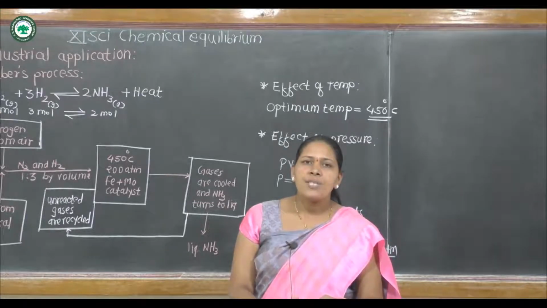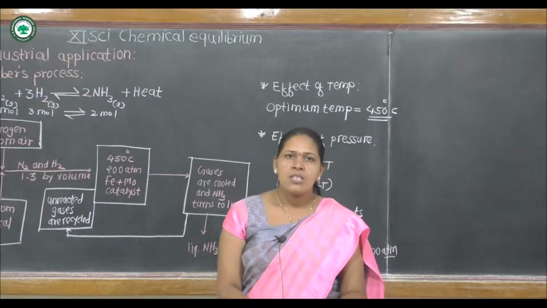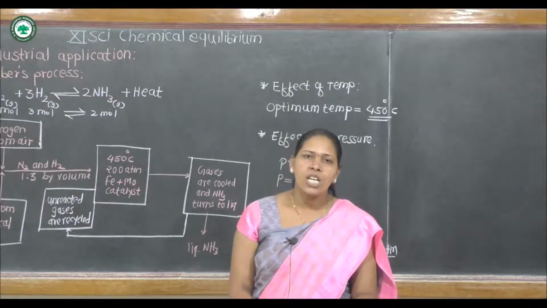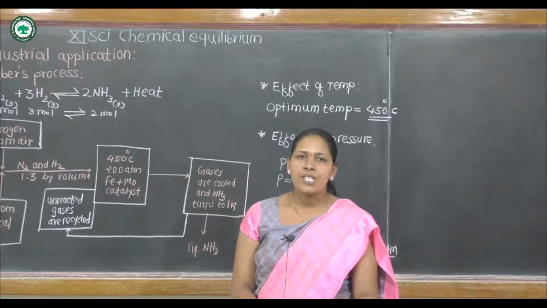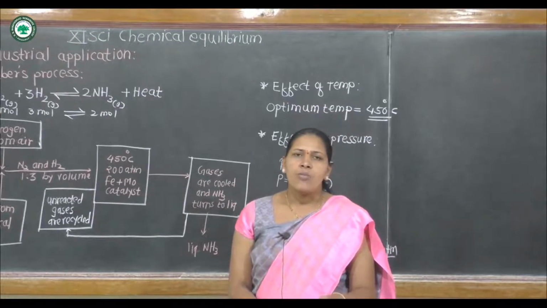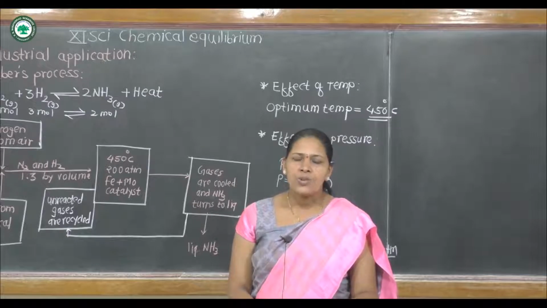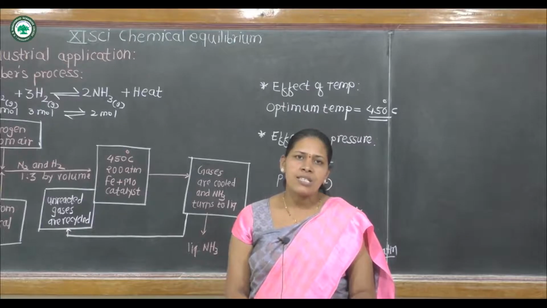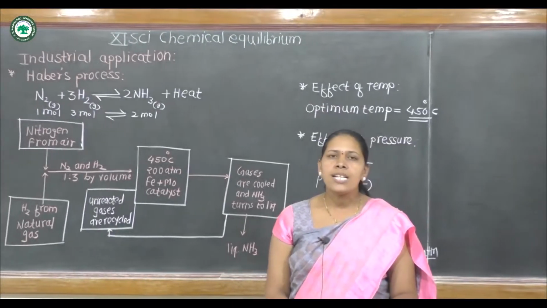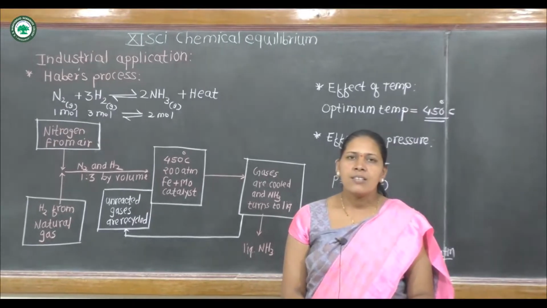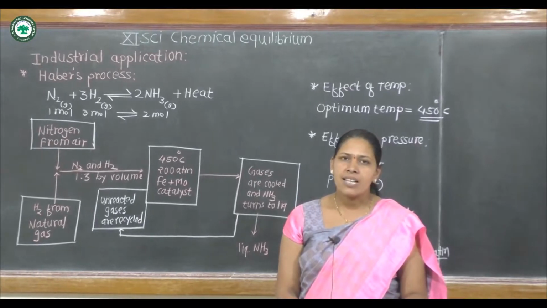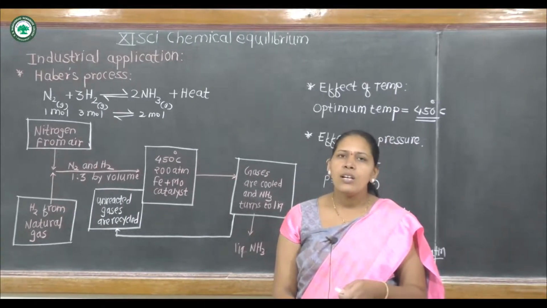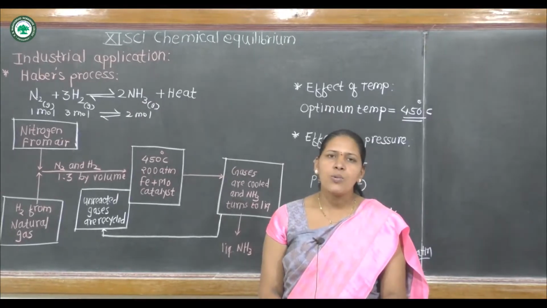Industrially, ammonia is prepared by using Haber's process, in which nitrogen from the air and hydrogen from the natural gases are reacted in a particular stoichiometric ratio, that is 1:3 volume of nitrogen and hydrogen, in presence of optimum temperature, that is 450 degrees Celsius, and optimum pressure, that is 200 atmospheric pressure, and the catalyst is iron in presence of a small amount of molybdenum. It acts as a catalyst for this reaction to form ammonia. This is all about chemical equilibrium.